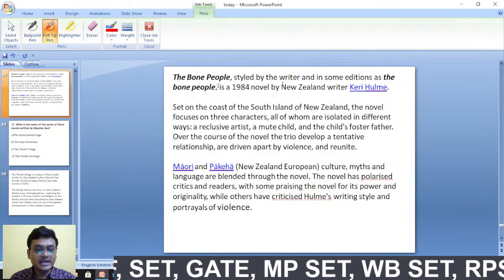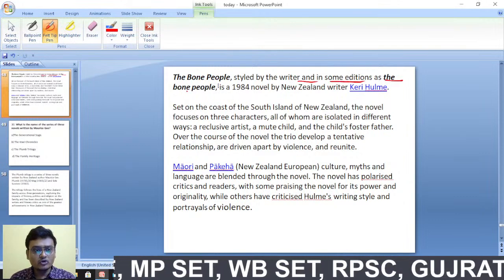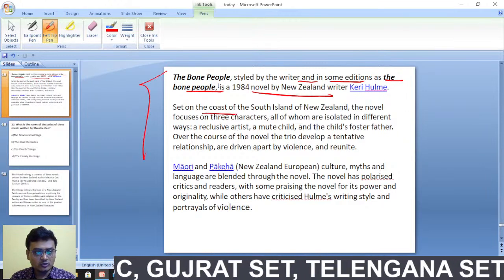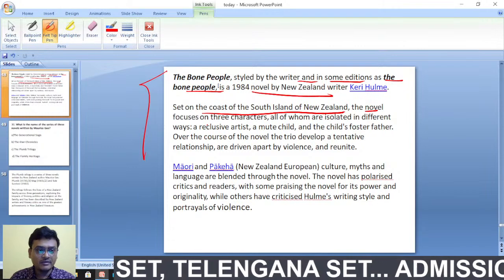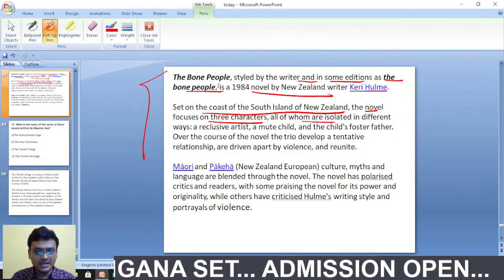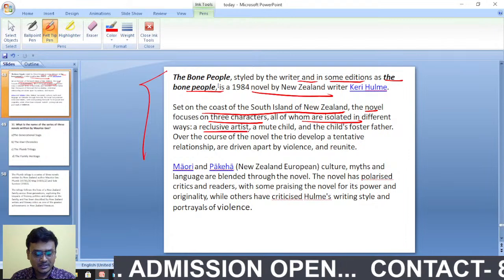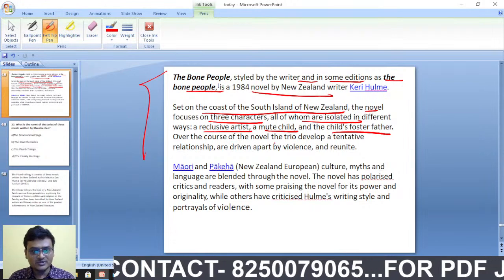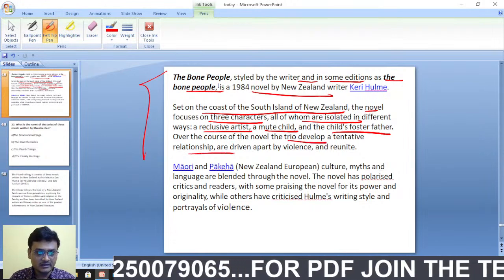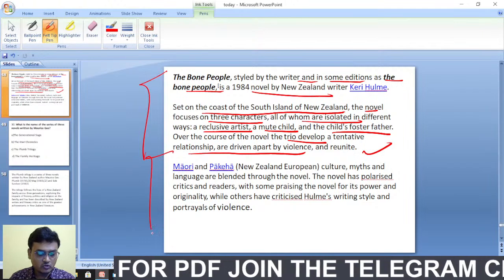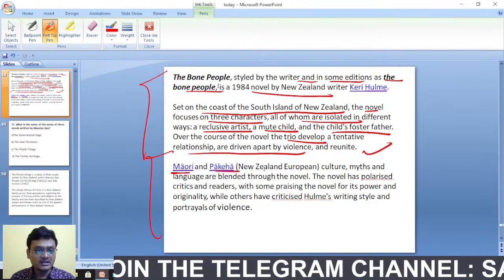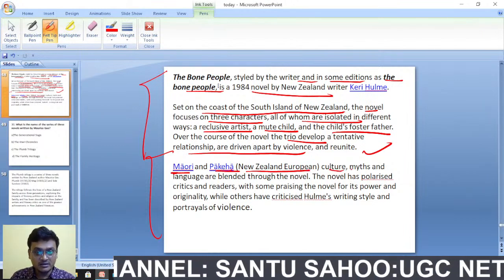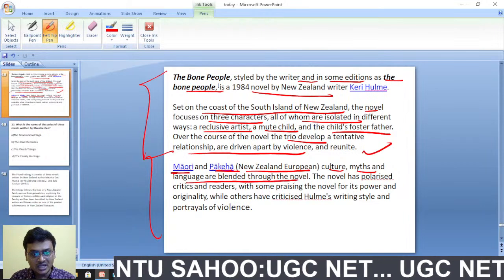The Bone People, styled by the author as the bone people, is a 1984 novel by the New Zealand writer Keri Hulme, set on the coast of the South Island of New Zealand. The novel focuses on three characters, all of whom are isolated in different ways: a reclusive artist, a mute child, and the child's foster father. Over the course of the novel, the trio develop a tentative relationship but are driven apart by violence. Here are two cultures, Maori culture and Pakeha, that is New Zealand European. Maori and Pakeha culture, myths and language are blended through the novel.